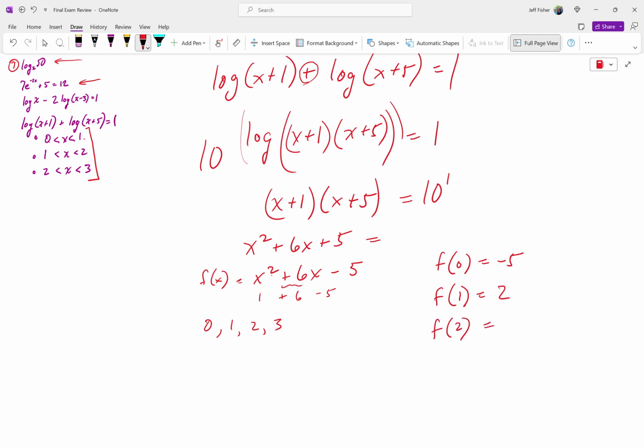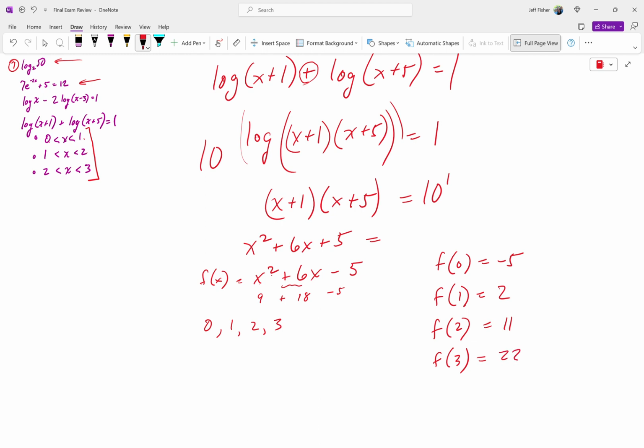f of 2 is going to be 2 squared, 4, plus 12 minus 5. That's going to be 16 minus 5. That's going to be 11. And f of 3, last but not least, is going to be even bigger. 3 squared, 9, plus 18 minus 5. 9 minus 5 is 4, plus 18 is 22.